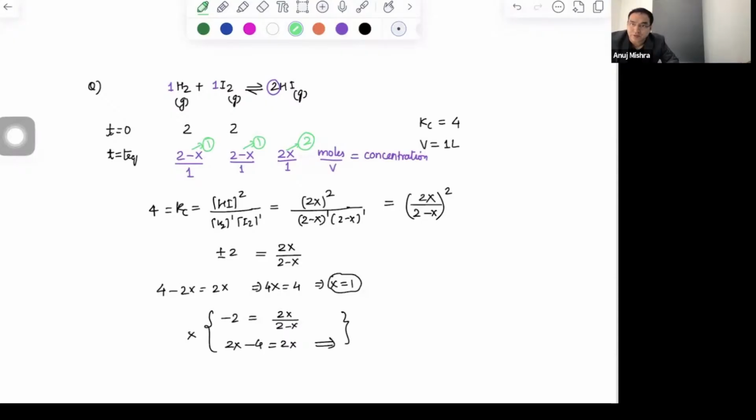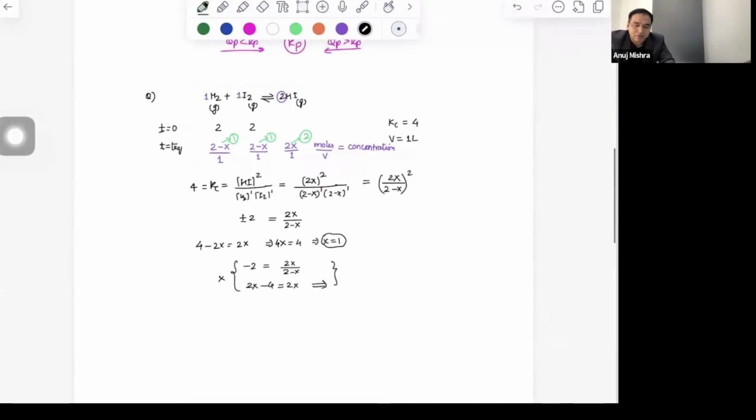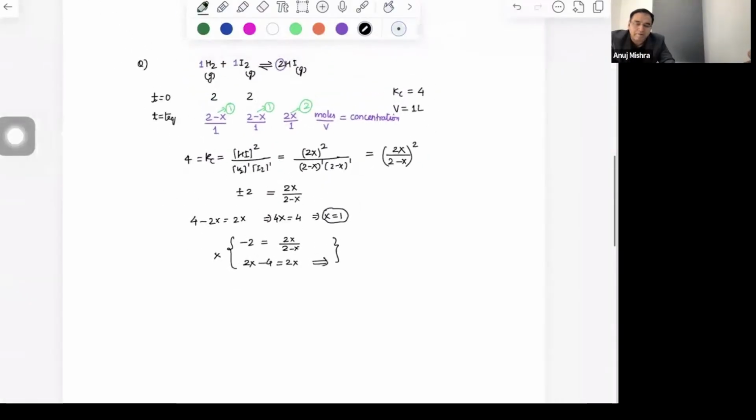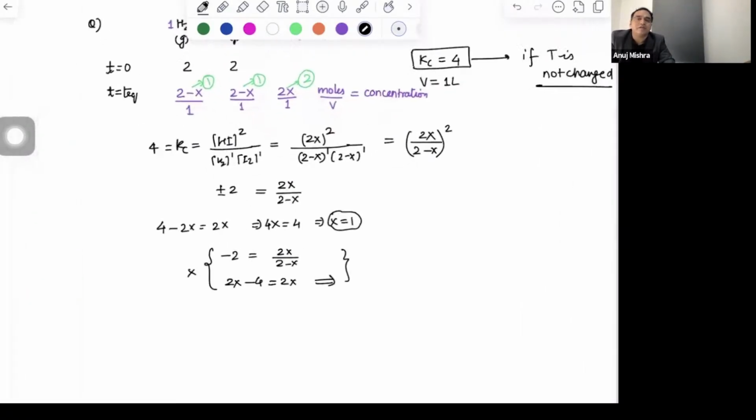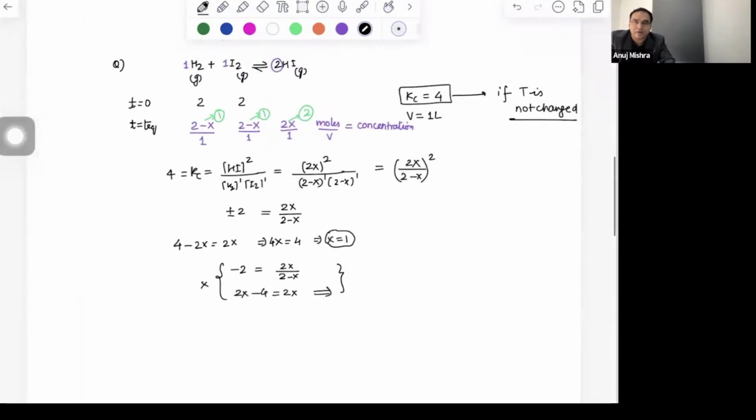If you understand this kind of question, Kc was given, we are solving how many number of moles are there. Now, from this question, we will learn a lot of things. So I'll take this question as a simple data. Remember, Kc is 4 if T is not changed. As soon as you change T, Kc can change. But if you do not change T, Kc will not change. Kc will remain the same. It is fixed, frozen. Is it clear?